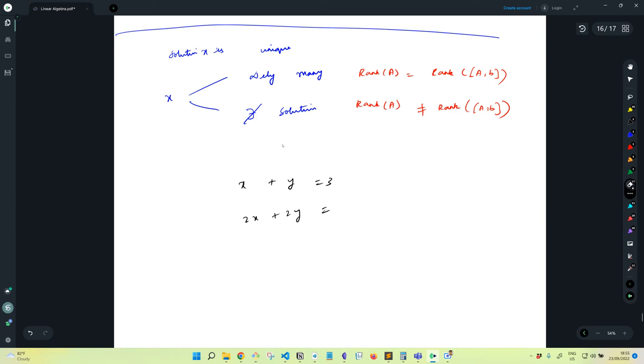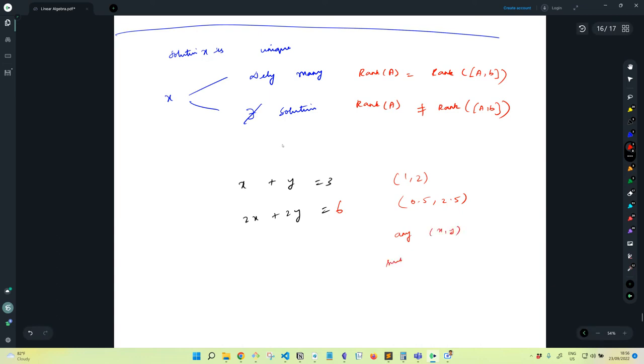Now let me correct this equation and see if you can come up with a solution. Let me change the 7 to 6. Now can you come up with a solution? So now there will be infinitely many solutions. Exactly. For example, one such solution can be 1 comma 2. Another solution can be, let's say, 0.5 comma 2.5, right?